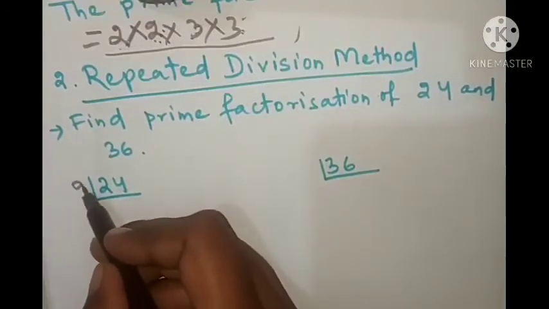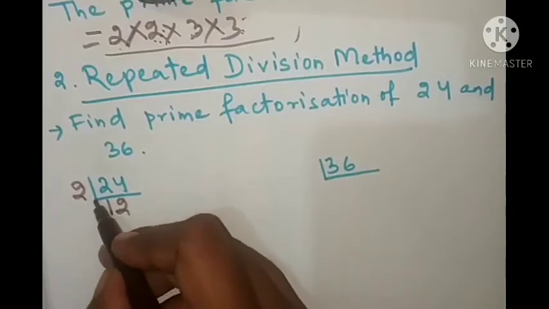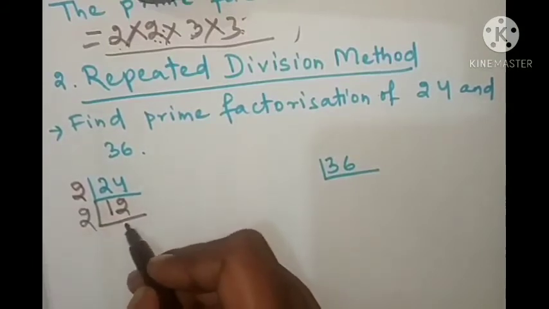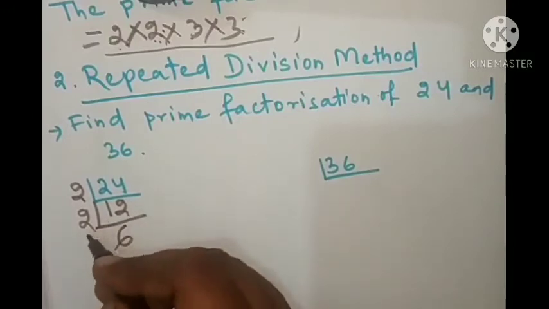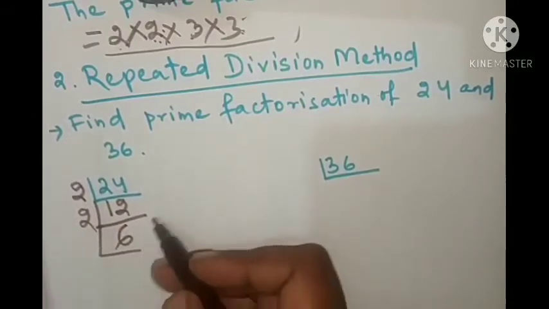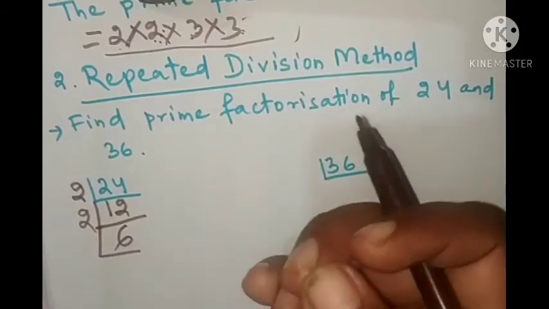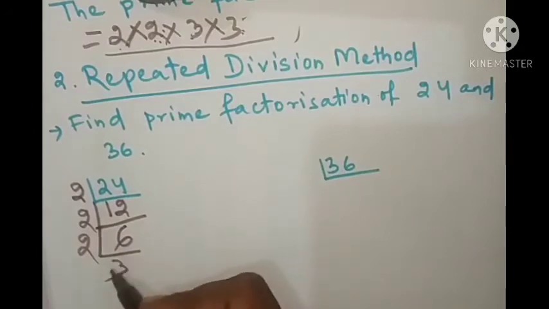So it will be divided by 2. 2 12s are 24. Then 2 6s are 12. We'll divide like this so that you get 0 remainder. 2 3s are 6. Then this is not divided further.